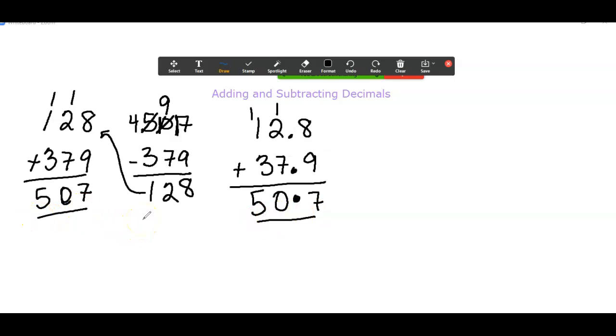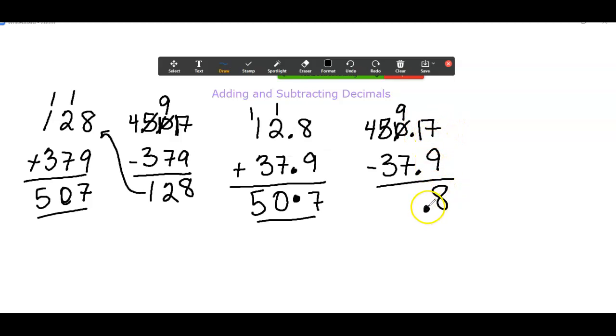Okay, same thing, right? So let's take my 50 and 7 tenths, subtract 37 and 9 tenths to see if we get 12 and 8 tenths. Well, again, can't do 7 minus 9, and there's nothing here. So I'm going to regroup and regroup one more time. 17 minus 9 is 8. 9 minus 7 is 2. And 4 minus 3 is 1.